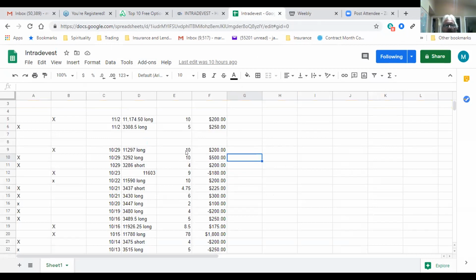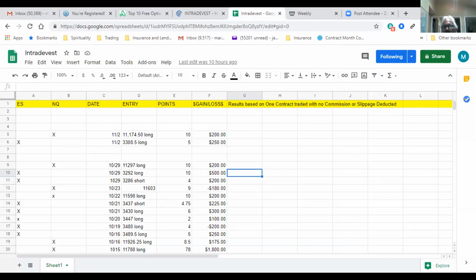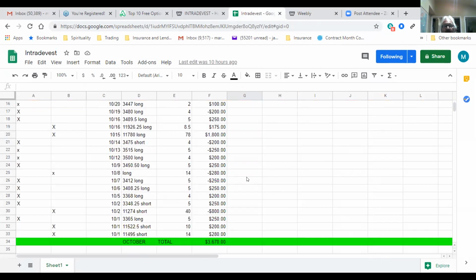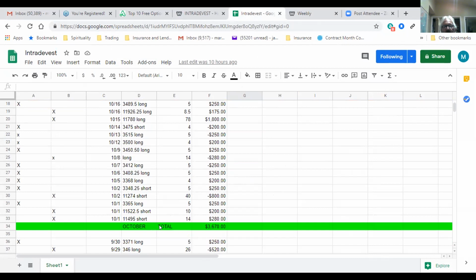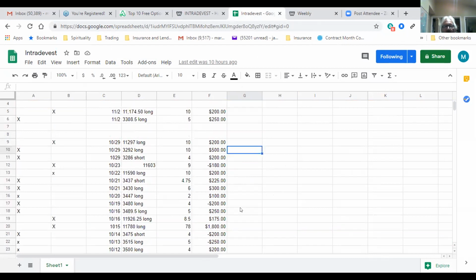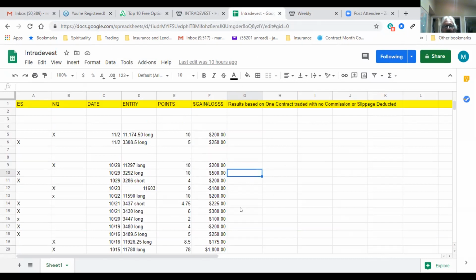So we updated our trading as of today, 11/2. We added another $450 on there, even though we made close to 1,000. We didn't show the option trade. And as you can see, we have a total for October of $3,670. So not too bad. Try to keep consistently profitable. We trade both the ES and the NQ.